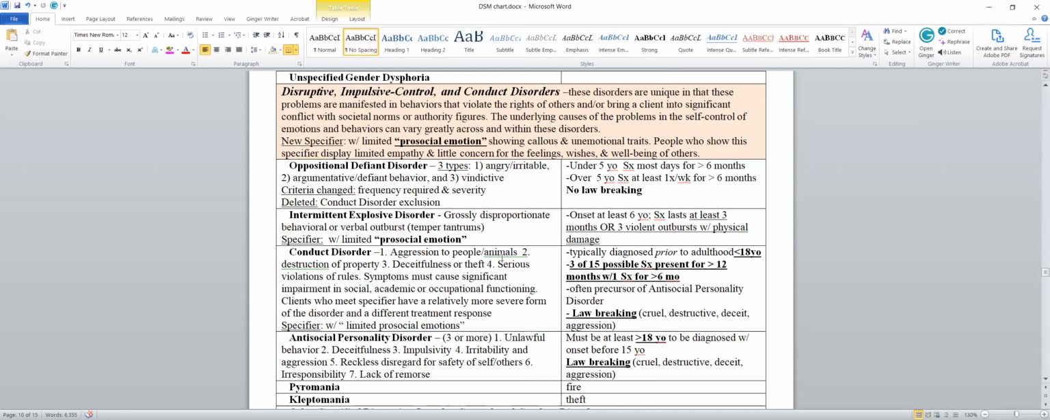Conduct disorder is typically diagnosed prior to adulthood, 18 years old. 3 of the 15 possible symptoms are present for more than 12 months, with 1 symptom for more than 6 months. So again, 3 of the 15 possible symptoms present for more than 12 months, with 1 symptom for more than 6 months. I have not listed those 15 possible symptoms here, but you can look them up, and I recommend that you do.